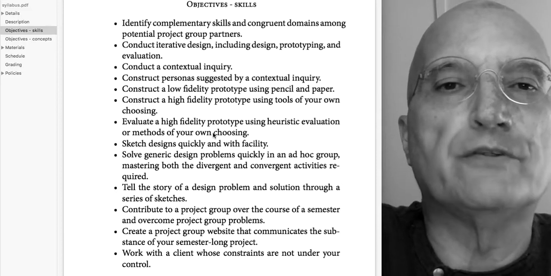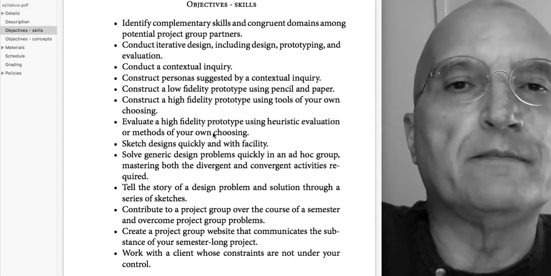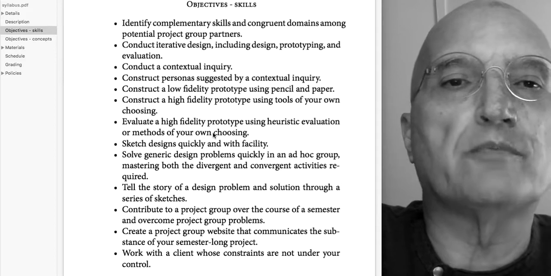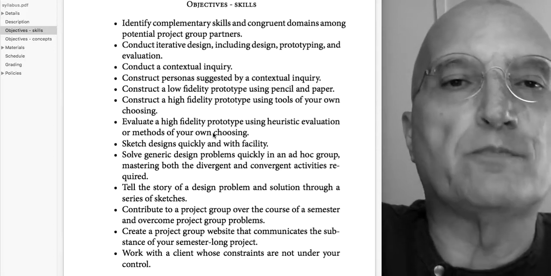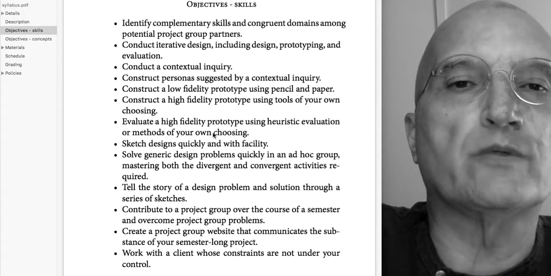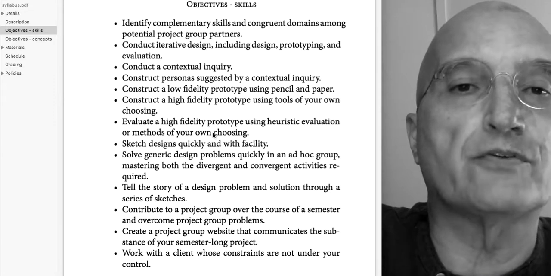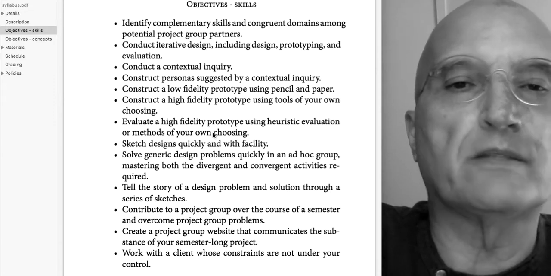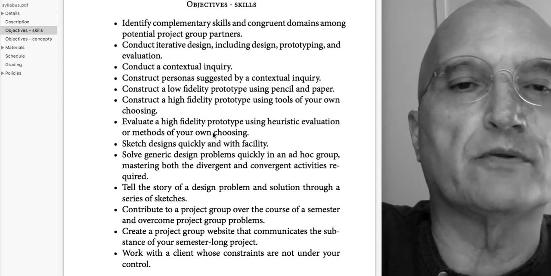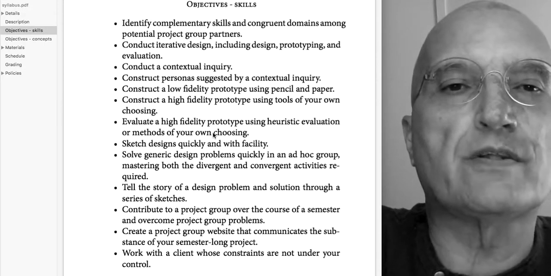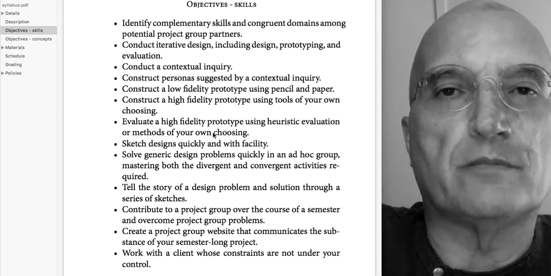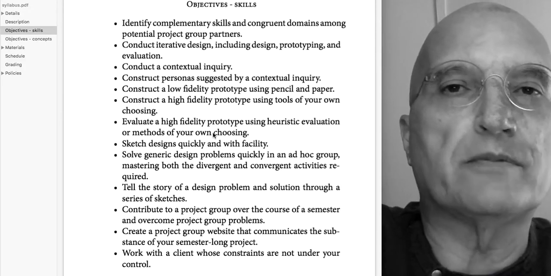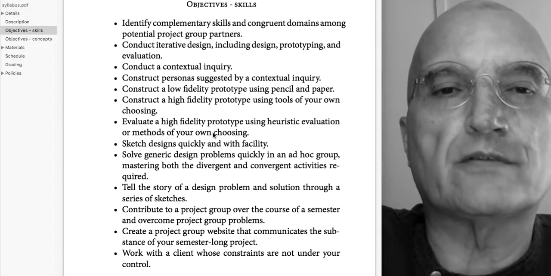Then you'll have to do iterative design, and that will include design, prototyping, and evaluation. As part of that, you'll have to do contextual inquiry, construct personas, construct a low-fidelity prototype, a high-fidelity prototype, and evaluate the high-fidelity prototype. So you have to do all of those things as part of your milestones. And so it's an objective of the class that you develop a skill doing all of these things.